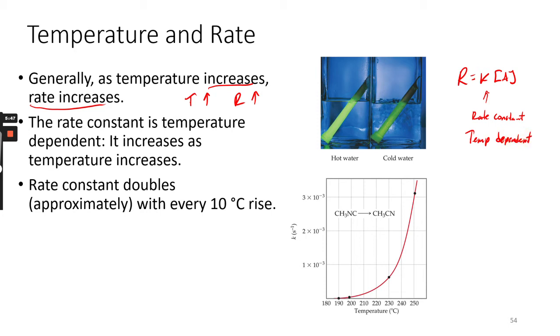As you can see here we have K versus temperature. And as the temperature increases, your K increases. So K increases as the temperature increases. Your rate constant actually doubles approximately, in this case over here, with every 10 degrees rise. So it has a significant effect.